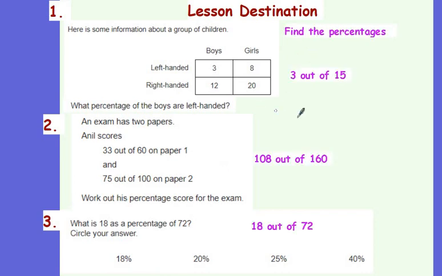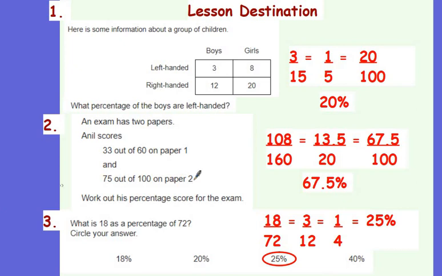So this is what they are written as something out of something. The first one, I've got 3 left-handed boys out of 15 boys. For the second one, Anil has scored 108 out of 160. And for the third one, I'm looking at 18 out of 72. Now pause the video, and in your light blue books, can you convert these into percentages for me? And here they are as a percentage. The first one was 20%, the second one was 67.5%, and the last one was 25%. I've written out some intermediary stages for you so you can see how you did.